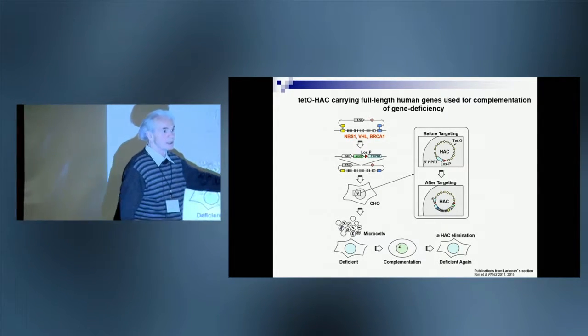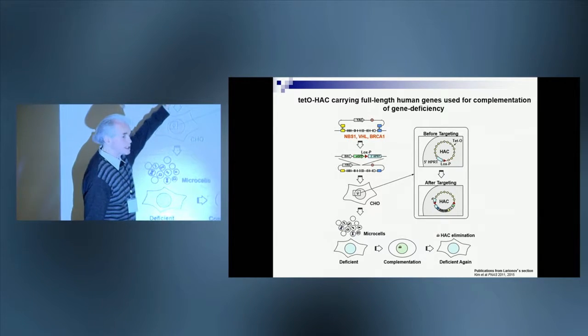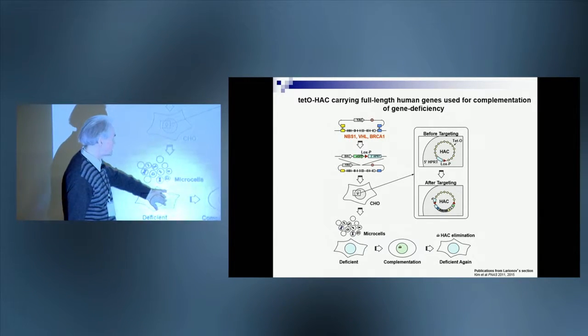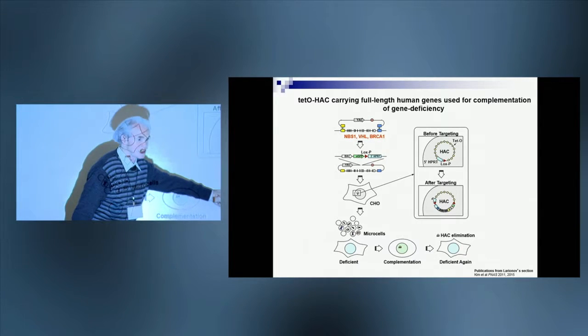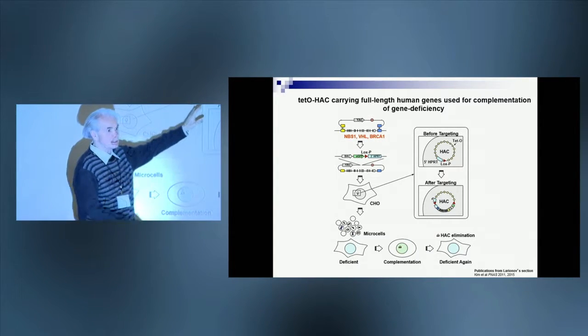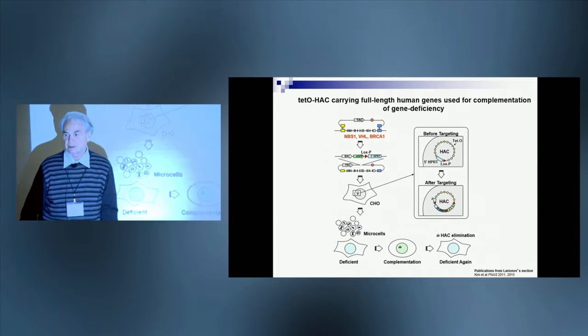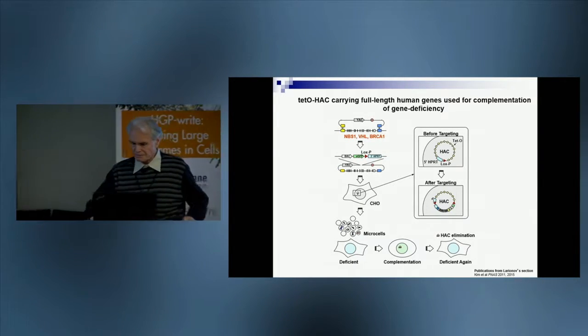We proved complementation. For BRCA1, we identified even a new function using this system. And we have good control. We can eliminate HAC by inactivation of kinetochore. We have original deficient cells.